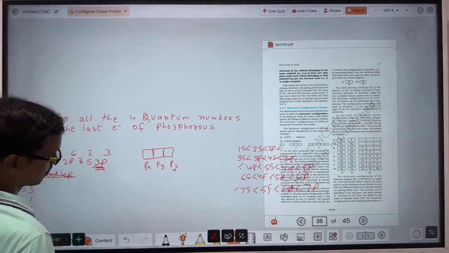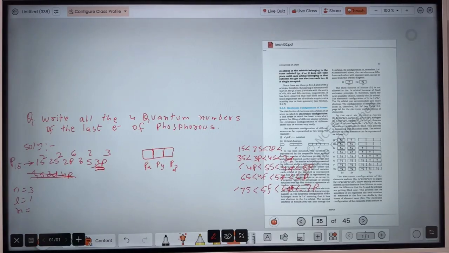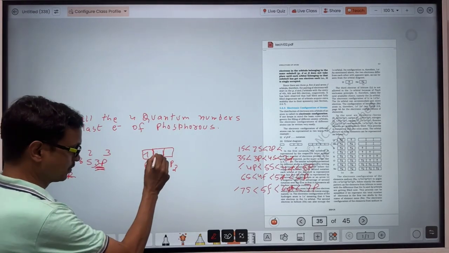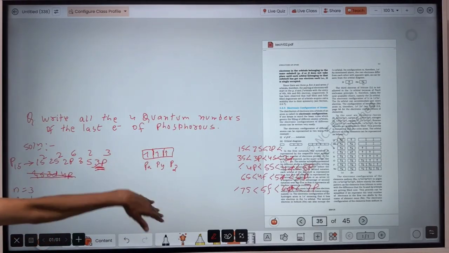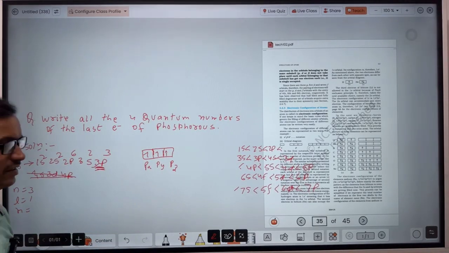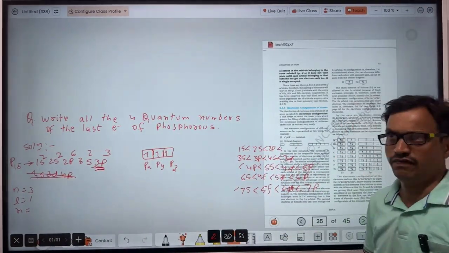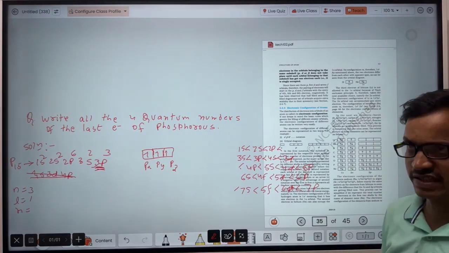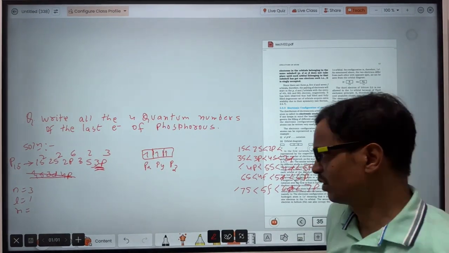Px, Py and Pz. These are called degenerate orbitals. These 3 orbitals of the p subshell are degenerate orbitals, that is, their energies are equal. So Hund's rule states that firstly you give 1 electron to each orbital, and after that the pairing takes place. So firstly there are only 3 electrons, and the 3 electrons will fill up like this: 1 electron will enter Px, the second in Py, and then in Pz.